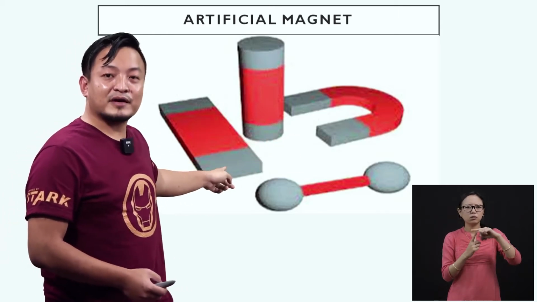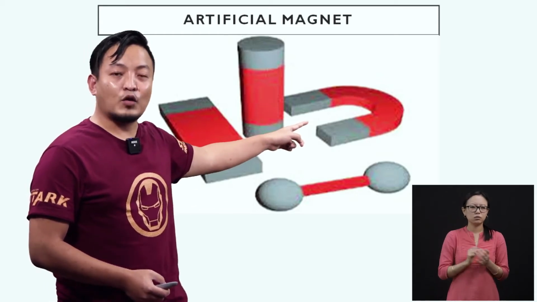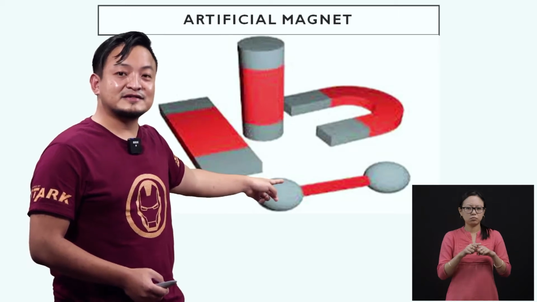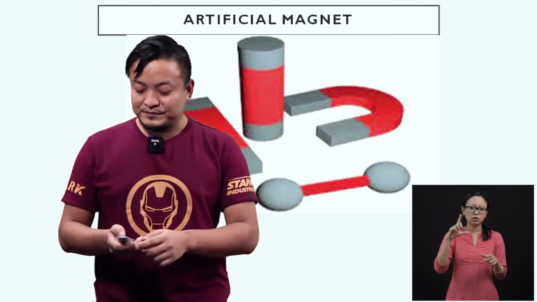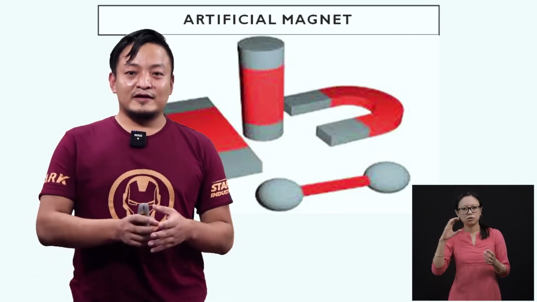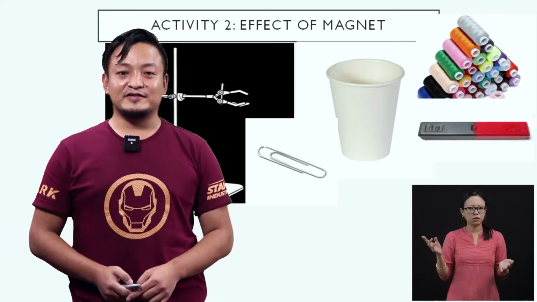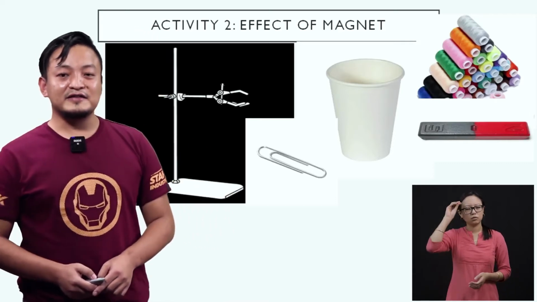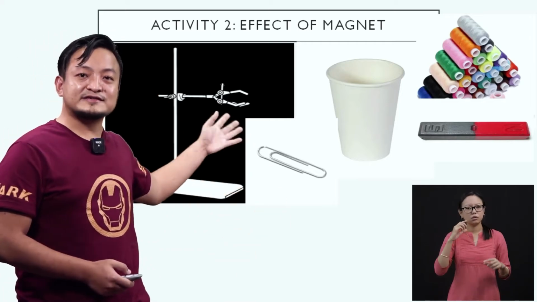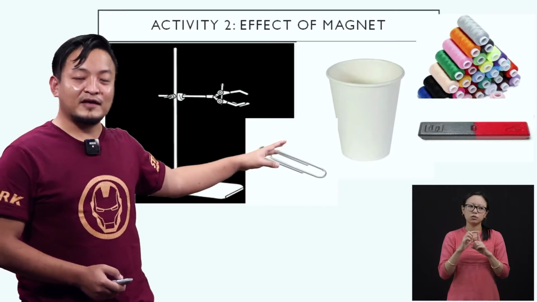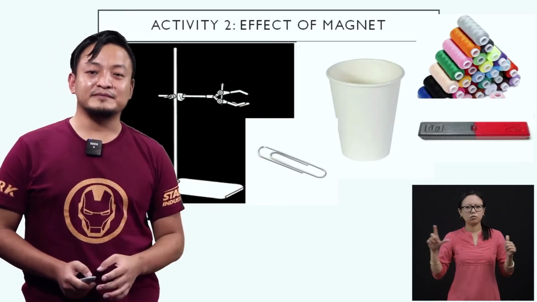This is a bar magnet, this is a cylindrical magnet, this is a horseshoe magnet, and this is a ball-ended magnet. Okay, students, now we will do the second activity. In this activity, we will need all these materials, and the name of this activity is effects of magnet.